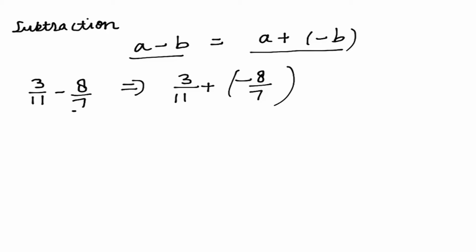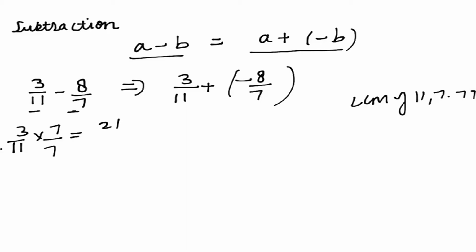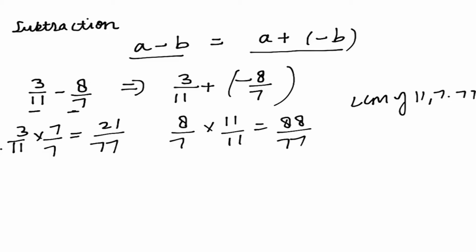To do subtraction also, we have to make the denominator same. Here the LCM of 11 and 7 will be what? 77. The LCM of 11 and 7 will be 77. So we have to make the denominator same. Here we have to multiply by 7. We will get 21 by 77. Here for 8 by 7 we have to multiply by 11. We will get 88 by 77. So 21 by 77 minus 88 by 77. So what will you get?